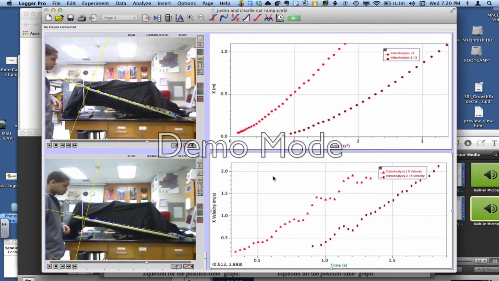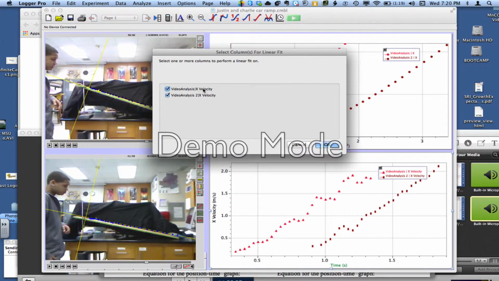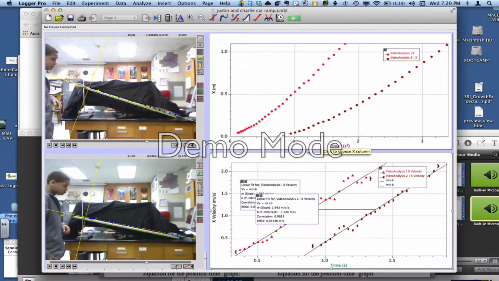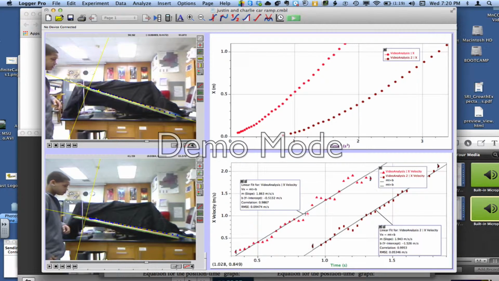But let's focus our attention down here on the velocities for just a minute. As I suggested yesterday, on these velocity graphs we want to put slopes on both of them. So we're going to ask for a linear fit right here and choose slopes on both of them. The point is that we have two different ramps with two different slopes. These two graphs aren't terribly different. One's at 1.86 meters per second, and the other's at 1.943 meters per second, but they're fairly close.